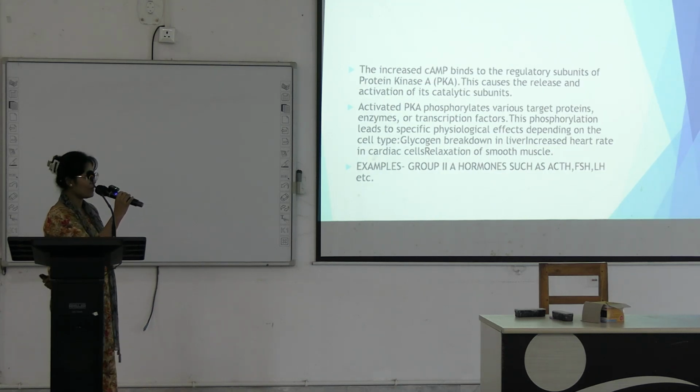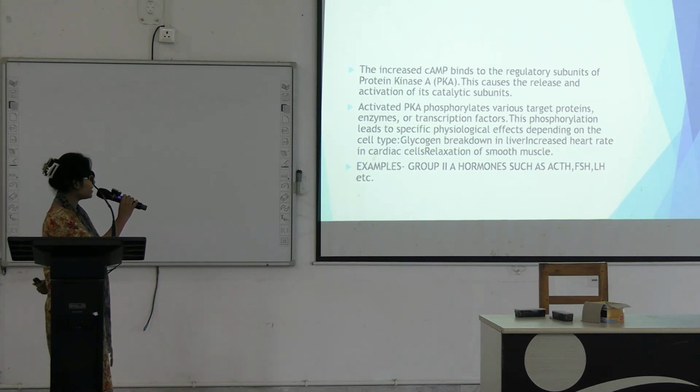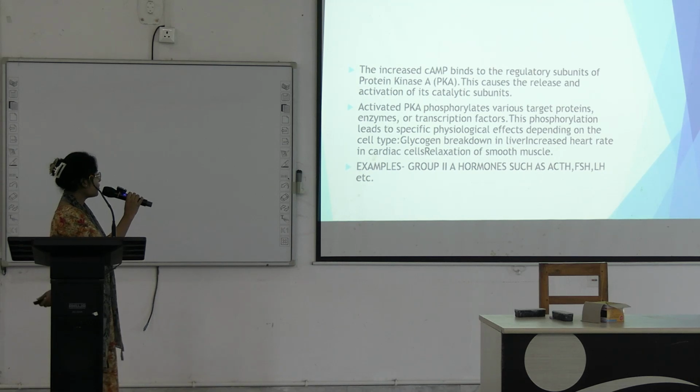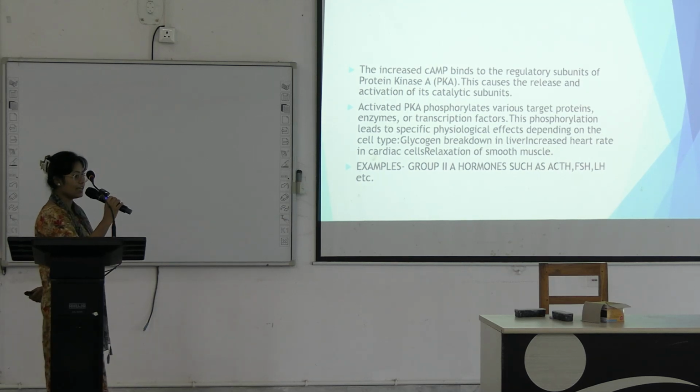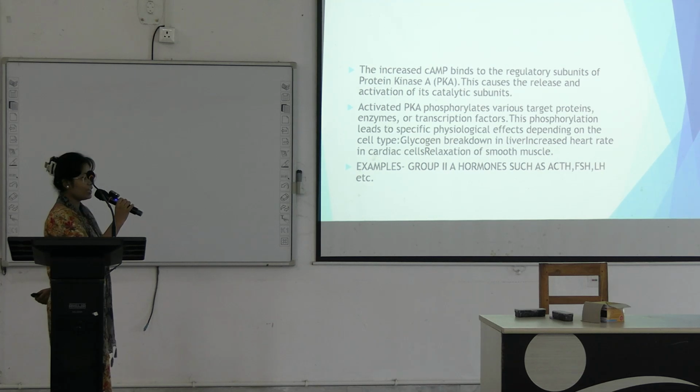The increased cyclic AMP binds to the regulatory subunits of protein kinase A. This causes the release and activation of its catalytic subunits. This activated protein kinase A phosphorylates various target protein enzymes or transcription factors. This phosphorylation leads to specific physiological effects depending on the cell type, like glycogen breakdown in liver cells, increased heart rate in cardiac cells, and relaxation of smooth muscles. Examples: group 2A hormones like ACTH, FSH, LH, etc.